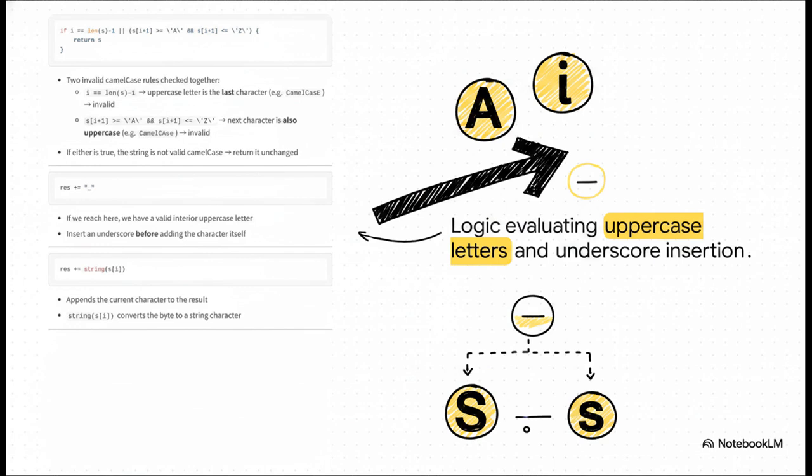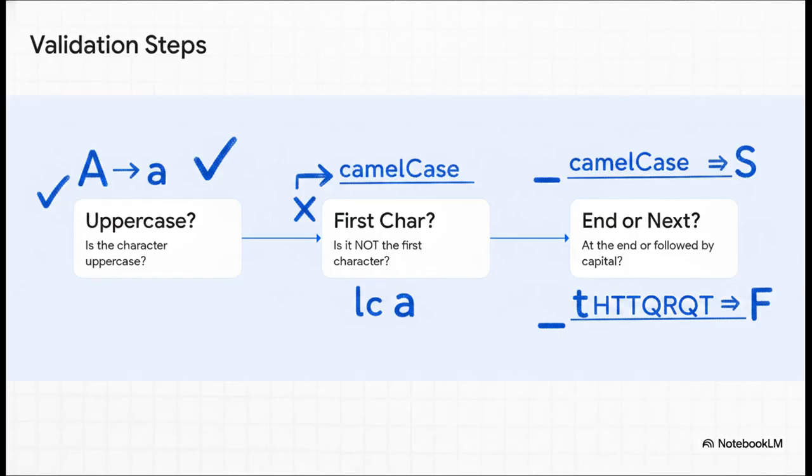Now we explicitly skip the very first character because a perfectly valid upper camel case string is totally allowed to start with a capital letter, and we obviously don't want an underscore right at the very front of our new string. So if it is an uppercase letter and it's not the first character, we have to apply the final set of rules before we drop that underscore in. And this is exactly where we use our future sight.